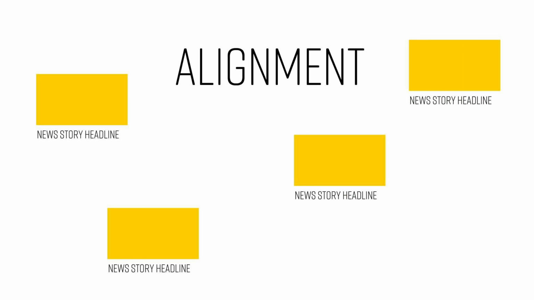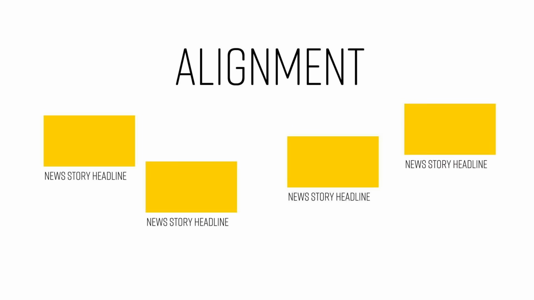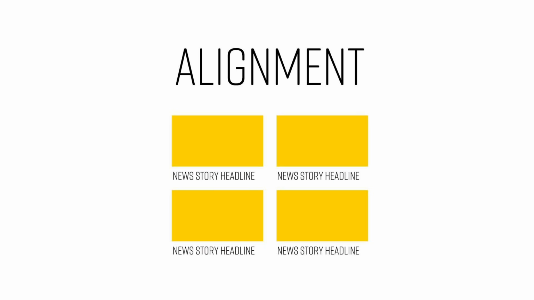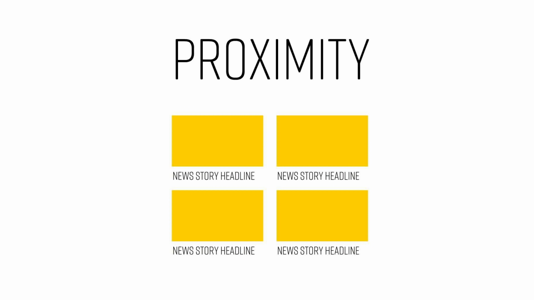Alignment is an easy one. By aligning objects, we can create relationships between them. These are 4 separate things. Once we align them, they are now part of a pattern, part of a group. If we align them differently, they become a different pattern in different groups. Which leads us into proximity. How close elements are to each other helps us figure out what those groups are.